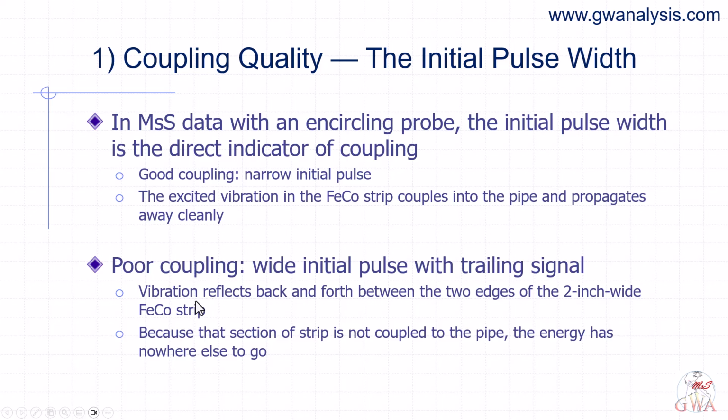The vibration is reflecting back and forth between the two edges of the 2-inch wide iron-cobalt strip because that section is not actually coupled to the pipe, so the energy has nowhere else to go and lingers as a trailing signal.